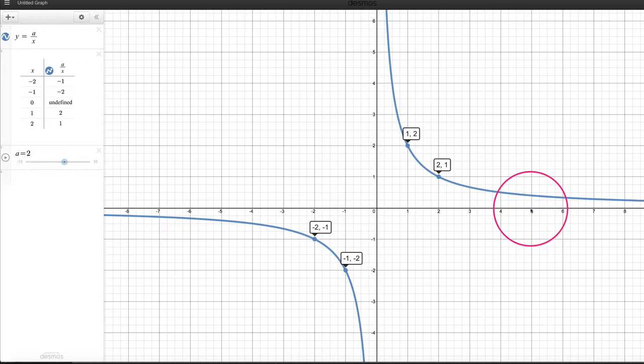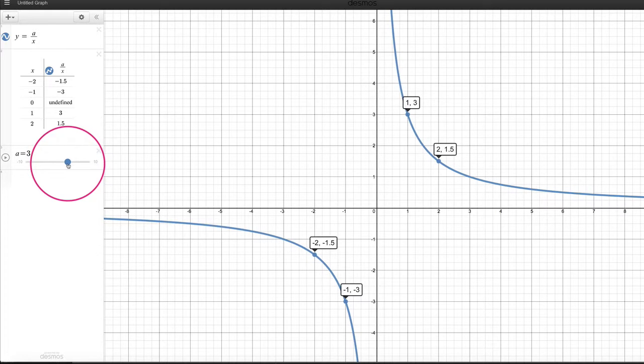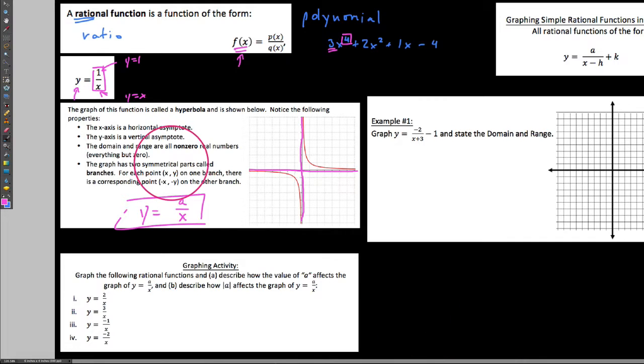I want to make a general comment about this. We see that we have a branch here on the right, but will it always go through (1, 1)? Or (1, 2) when our a value was 2 this time? What if I made a equal to 3? Will it always go through (1, 3) if the a value is 3? I would say that in general, on this graph, it's always going to go through the point (1, a). And it's very true down here. If you have symmetry, at least for graphs of this form, it's going to go through (-1, a) as well because of our symmetry.